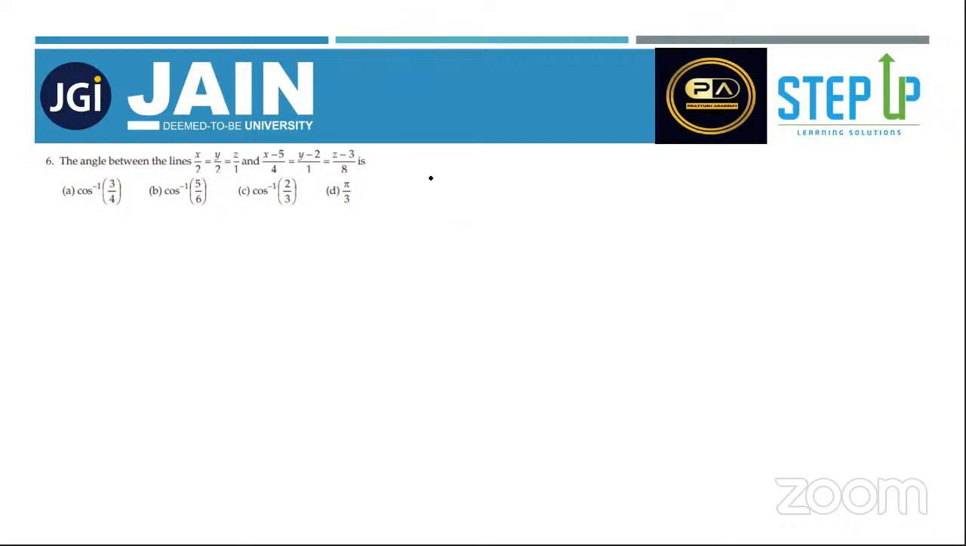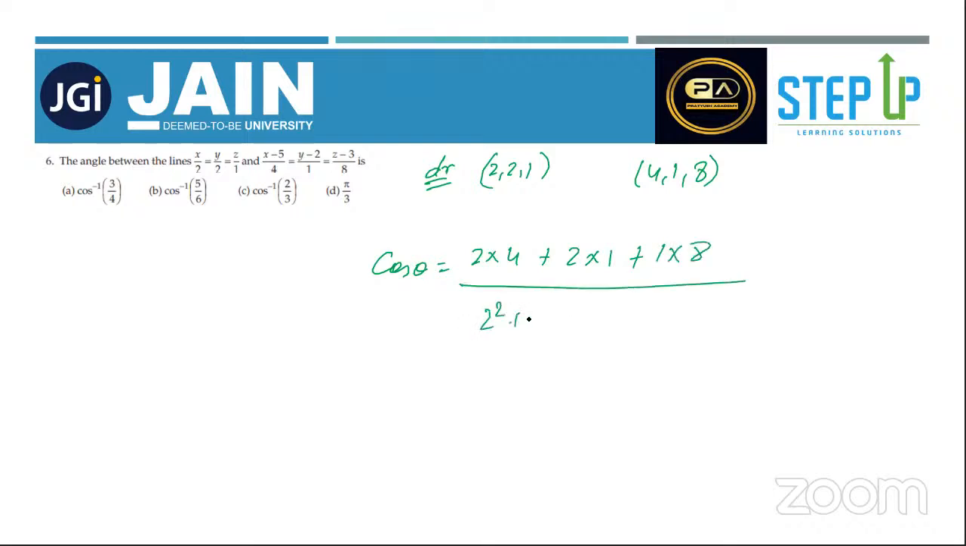See, so what is the direction ratio of both? 2, 2, 1, correct? And it is 4, 1, 8. So that is the direction ratio of both of them, correct? So how do we find cos theta? 2 into 2, 2 into 4 plus 2 into 1 plus 1 into 8, all divided by square root of 2 square plus 2 square plus 1 square, into again square root of 4 square plus 1 square plus 8 square.